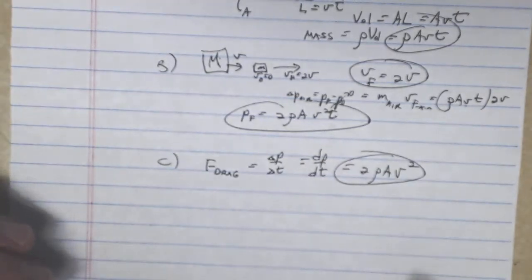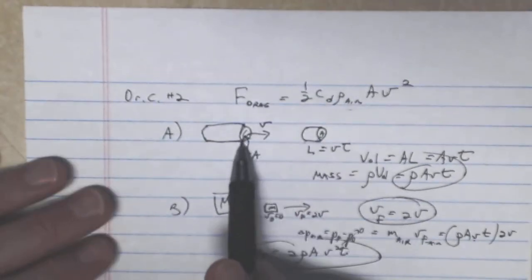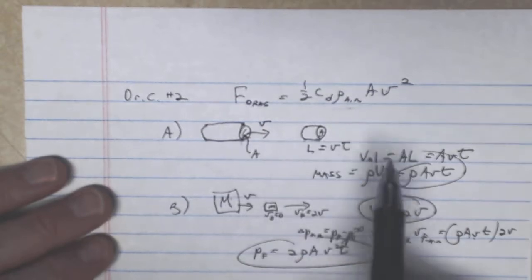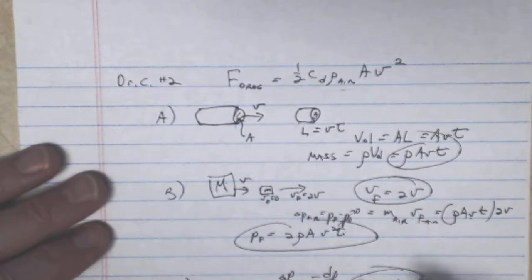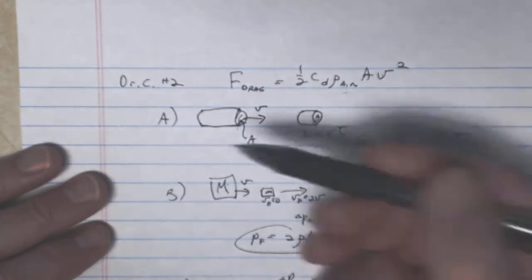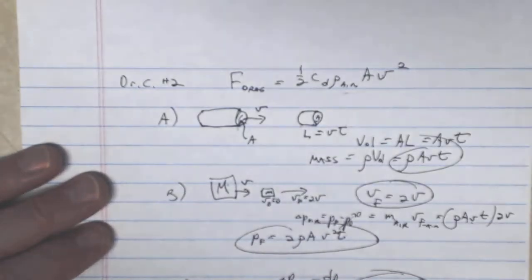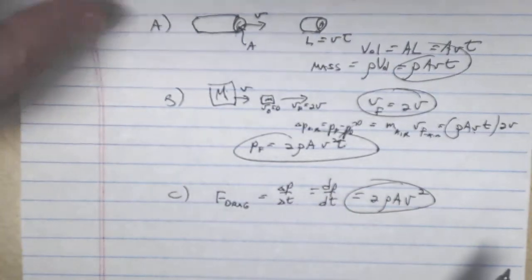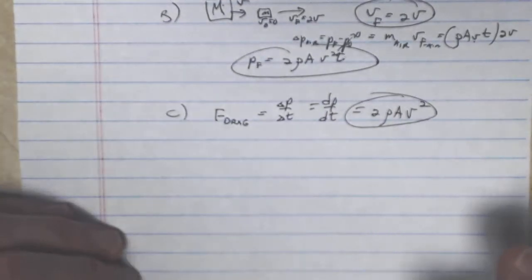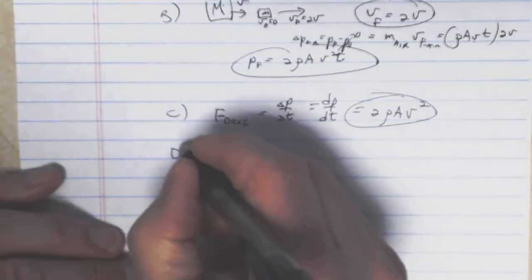And that's the force of the block or the cylinder on the air, but it's the same as the force of the air on the cylinder. Now, if you like, you could put a negative sign in front because the force on the cylinder is in the negative direction, but we're just after the magnitudes here, so I'm not going to worry about that. That leaves us to just part D.